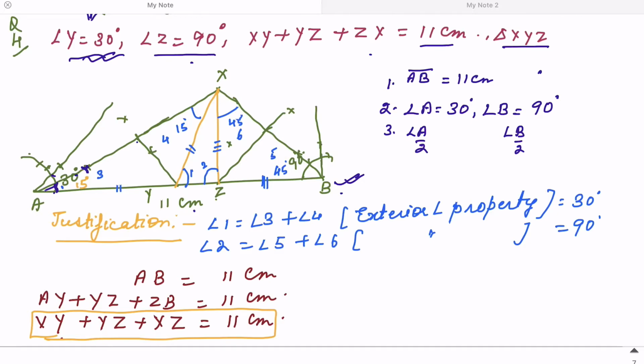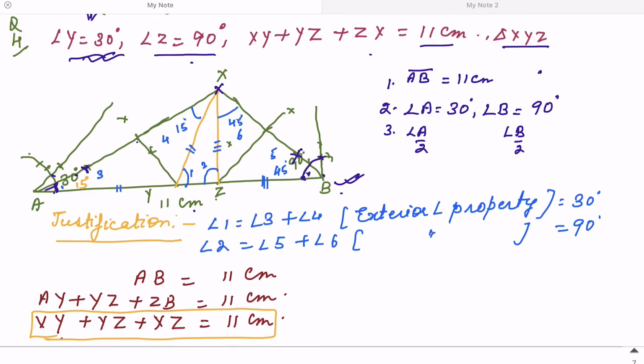We extend the line. Same way 90 degree arc. We bisect the arc, put your compass here and cut an arc with the same radius with this. We cut an arc and join the line. So this angle will be 45 degree. Both the bisectors meet at point X.